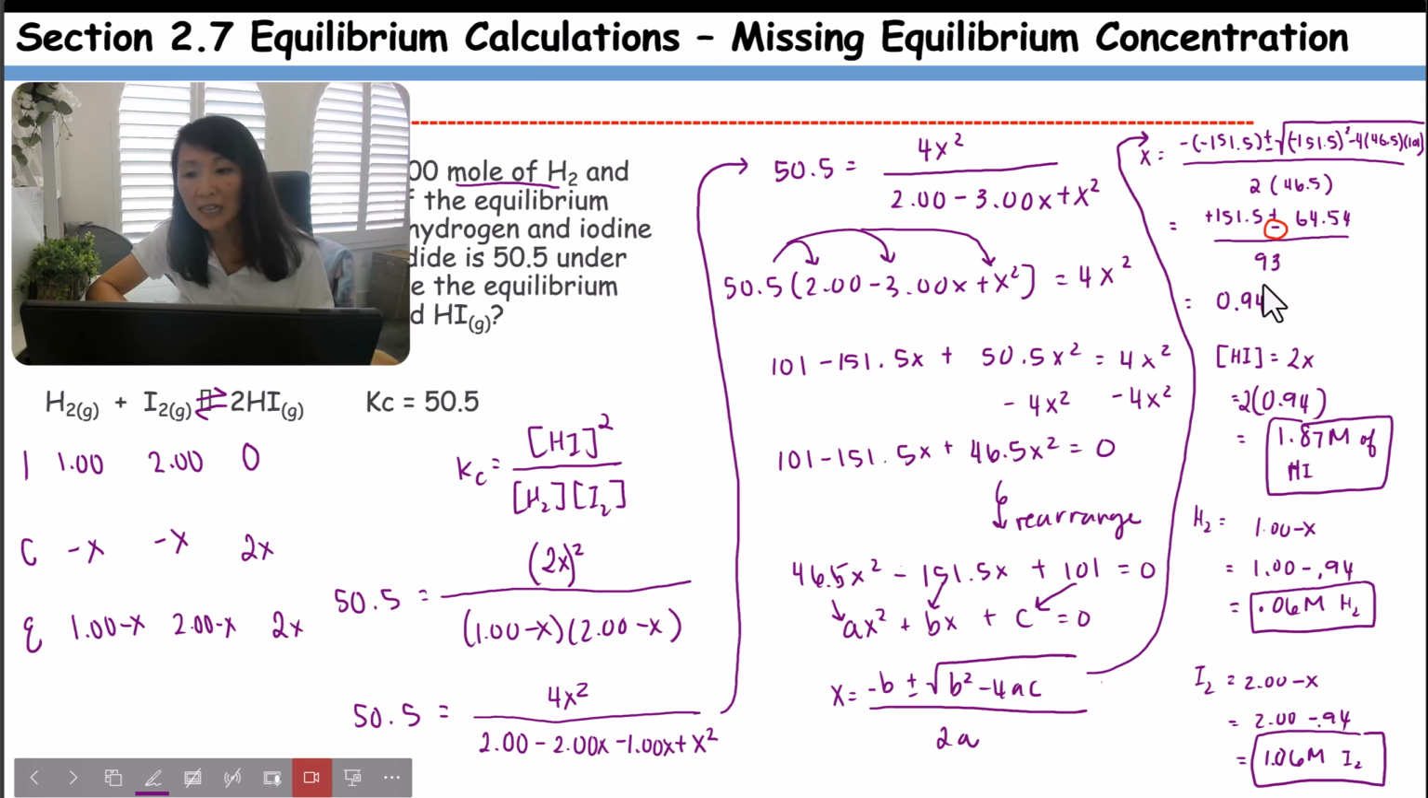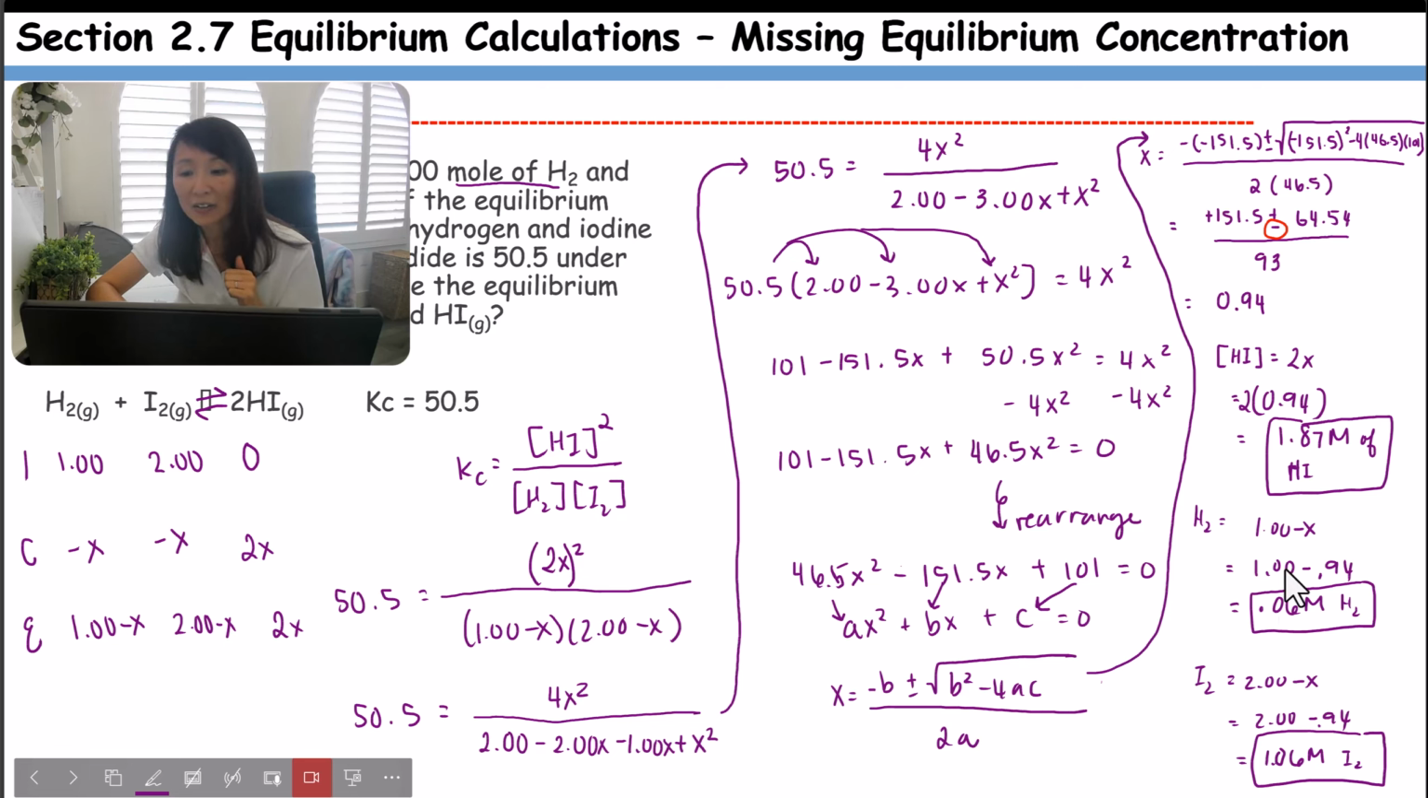But if it's less than 1, like in this scenario, if I were to use the minus, right? 151.5 minus the 64.54 divided by 93 is 0.94. And this works out nicely as if you were to plug it back into the equilibrium concentration equation. So therefore, I use the minus rather than the positive.